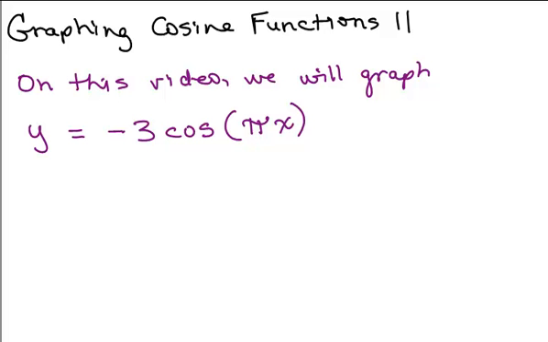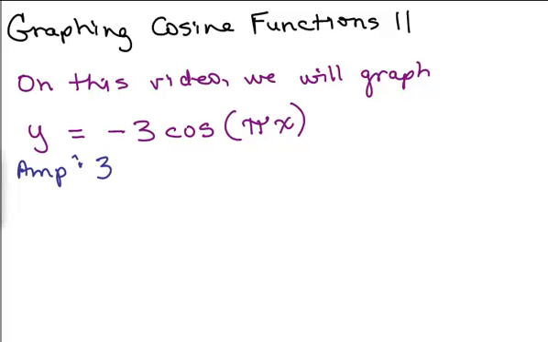This is part 11 of graphing cosine functions, and we're going to graph y equals -3 cosine of pi x. So we see a couple things here. We see there's a coefficient of -3 in front of the cosine, so that tells us the amplitude, right? So we know the amplitude is going to be the absolute value of -3, which means it's going to be 3. Now what about the period?